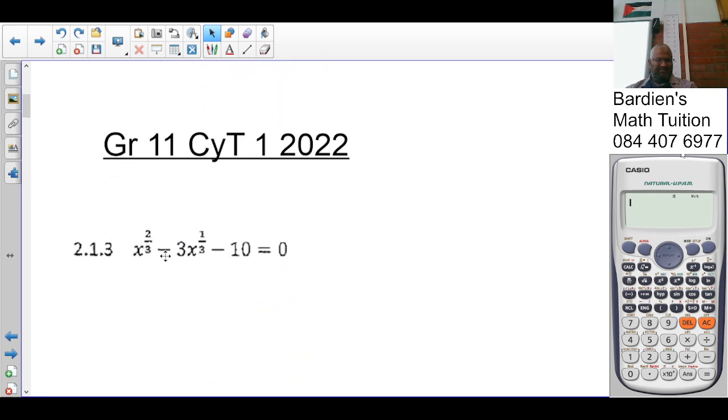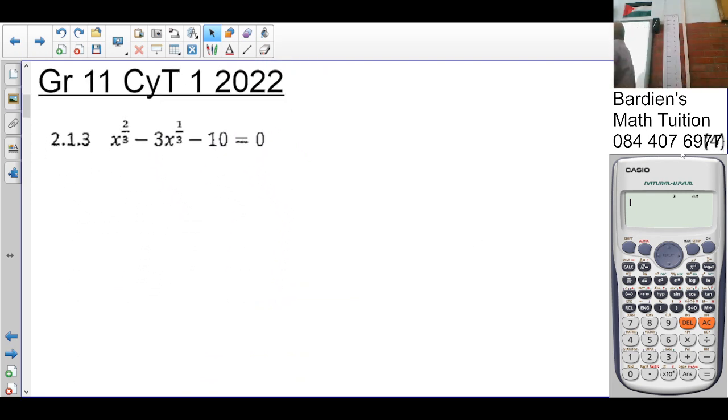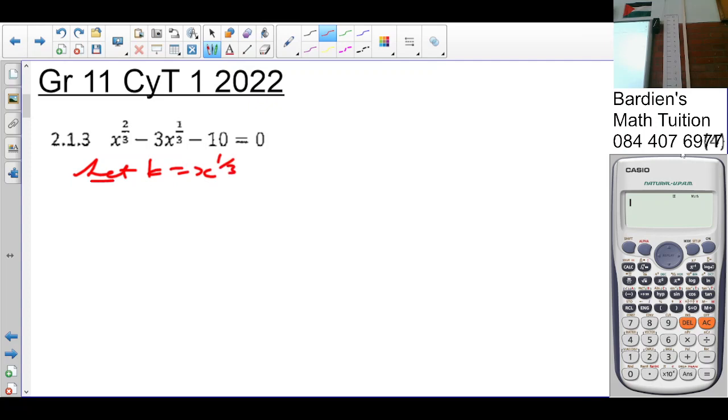Let's carry on here. So here the k story comes into play. Okay, so we say let k equal x to the third. I know some of you do it without the k, it's fine. So this here would be k squared minus 3k minus 10 is equal to 0.